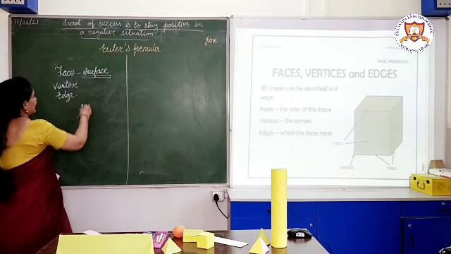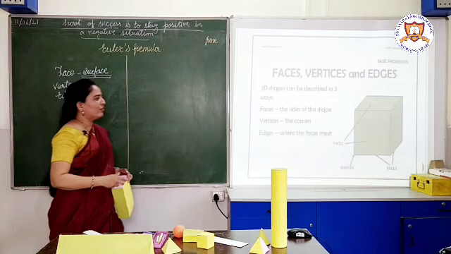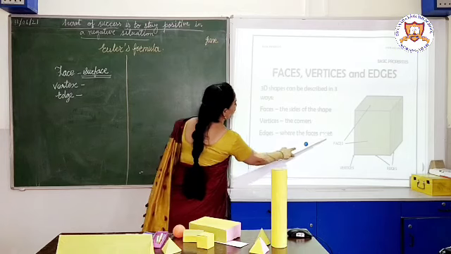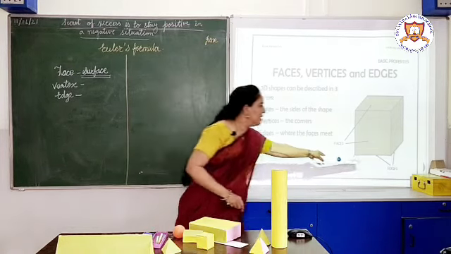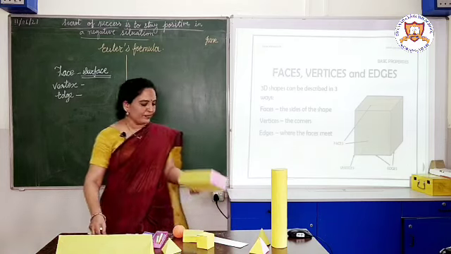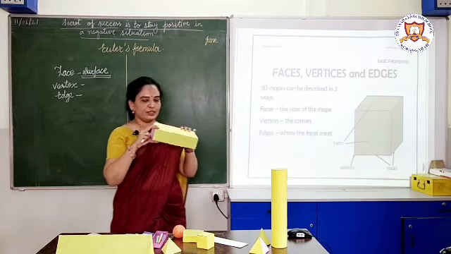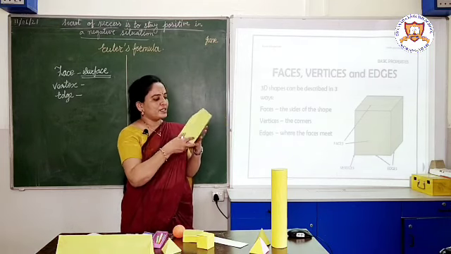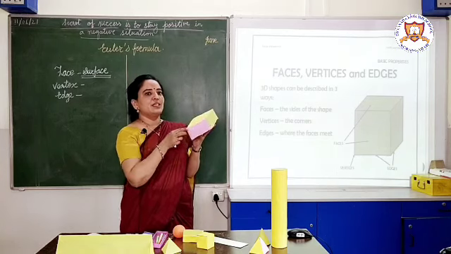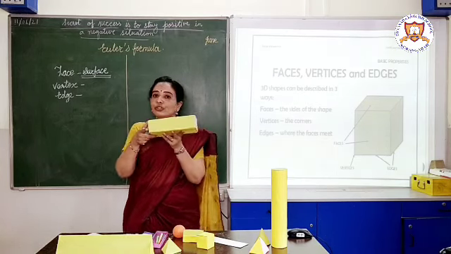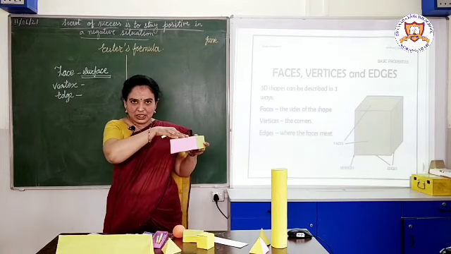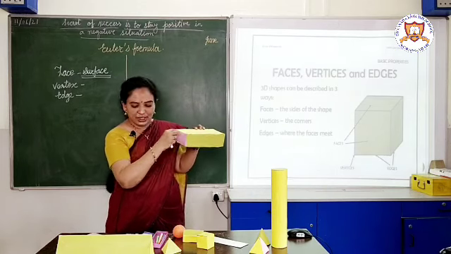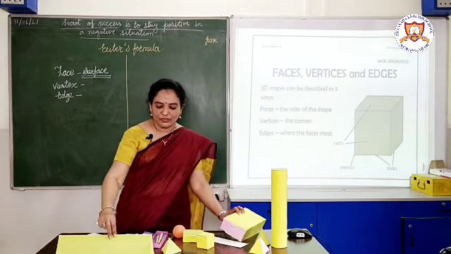Okay. Now vertex and edge. First we will go for edge. Edge means what? Where the faces meet, it is called an edge. See here, this is the cuboid. Here this is one face, and this is one face. These faces are joining each other. So this face and this face are joining each other, and here they form an edge, where two faces meet.